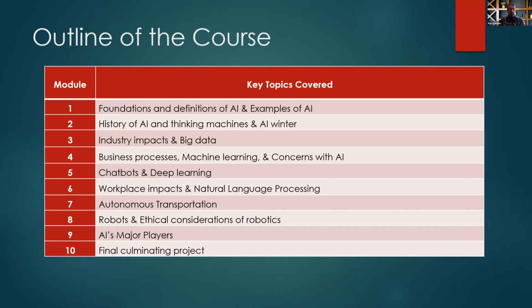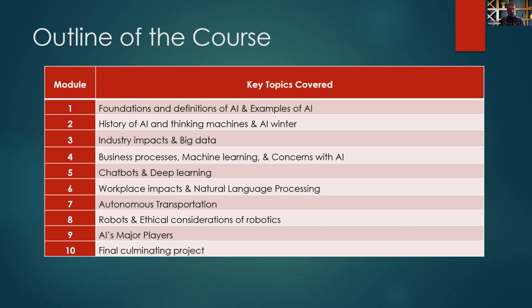We talked about business in module 4, and business processes, machine learning, and concerns with AI. And I'll talk about the concerns with AI in a bit. Then in module 5, we had our first category of tools, which were chatbots. And then we also talked about the concept of deep learning. Then we moved on to workplace impacts and the tools that are focused on natural language processing.